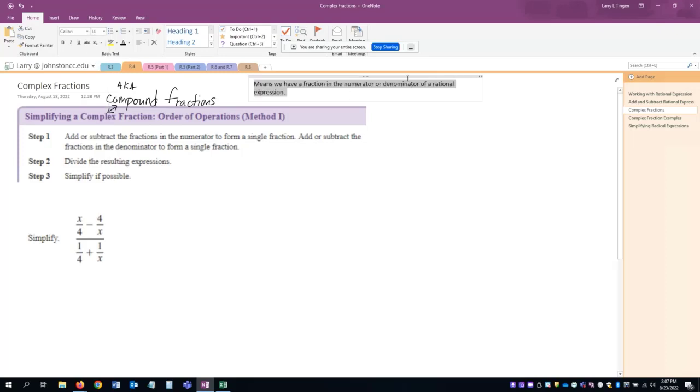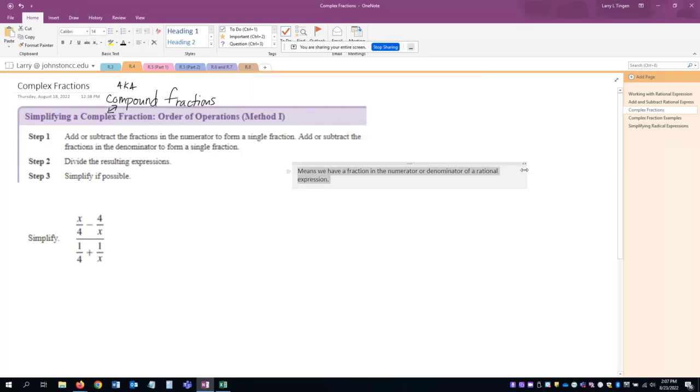All right. So how do I deal with these? There are two ways to deal with compound fractions. The first one is to do the math that is set in front of you following order of operations. So for my problem here, I have x over 4 minus 4 over x, all divided by 1/4 plus 1 over x. So in the way it's written right now, I have two problems. I need to deal with the numerator. I need to deal with the denominator. So to do that, I need the LCD of the numerator.